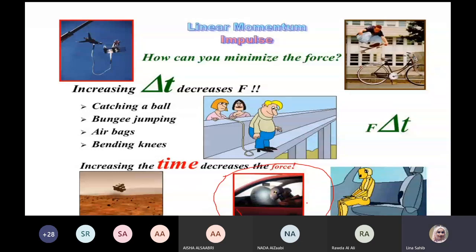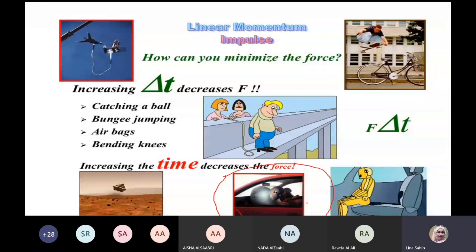So if he's moving with a high momentum, meaning high velocity, he will hit the steering wheel in a very short time and with a very high force. So maybe he will destroy his head.